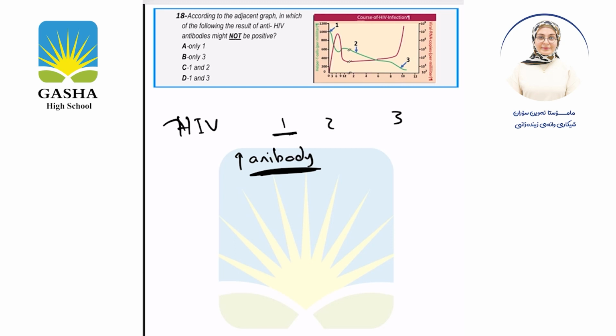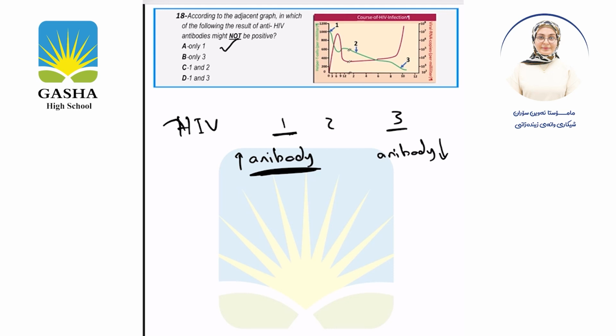This is the first situation. So if we say A, yes, it's true. In the first phase, the antibody is not enough. In the third phase of HIV, the number of antibody of HIV will decrease so fast.